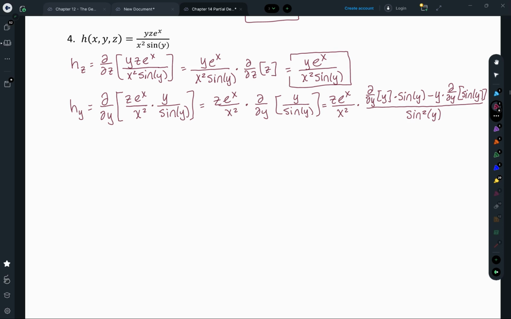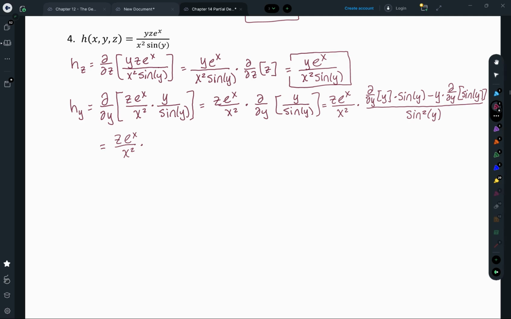Okay, so I haven't actually taken my derivative, I've just set up the quotient rule. So I'll go ahead and take the derivative now. This is going to equal, well, del y of y is just 1, so on top I have sine of y, whoops, I'm not done yet, hold on. I almost left behind my z e to the x over x squared times.